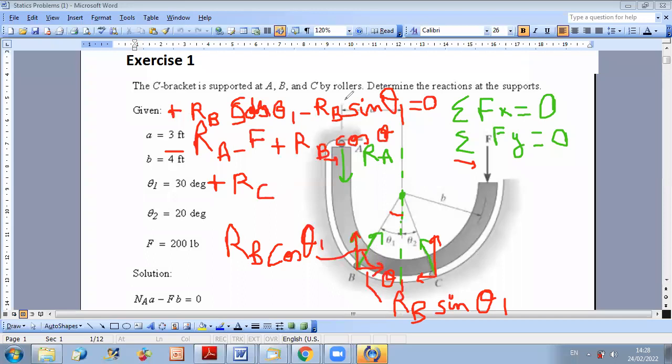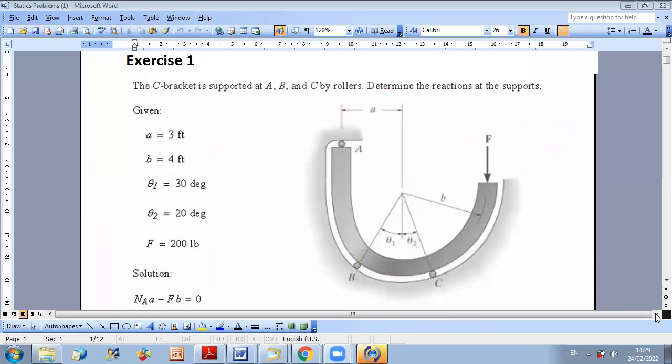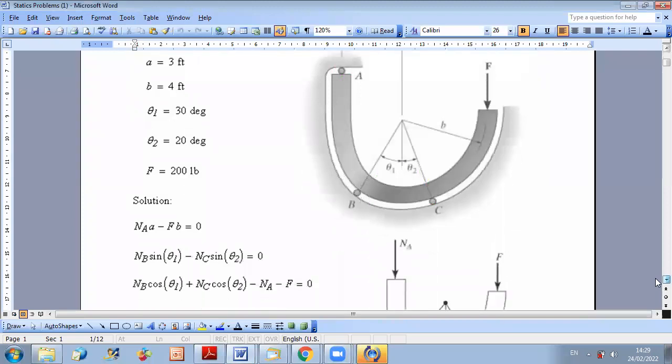So plus RC, sorry, cosine theta 2, okay? And now you will obtain two equations with two unknowns. Let us see them in a clearer way. Here they are represented in a clearer way. Let us read the equations.